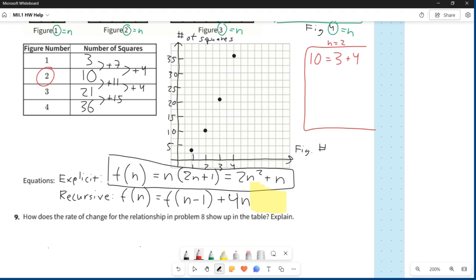And I need to do 4 times 2. And then we're missing some other number here. I don't know what that is. That's what's going to go in this highlighted area for the recursive formula.